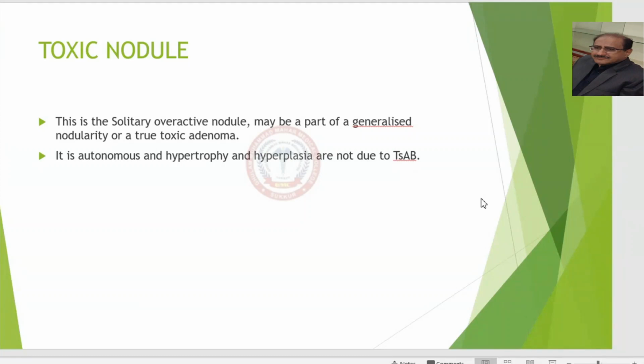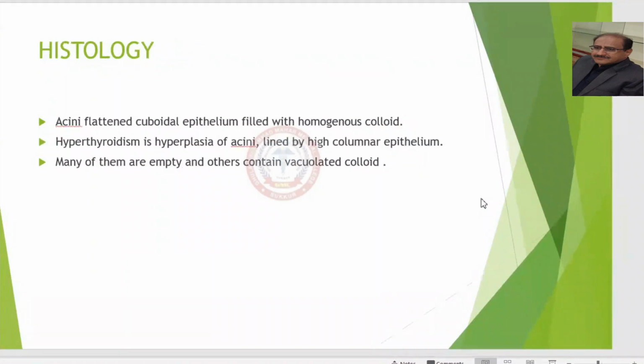A single nodule is there, that we call an adenoma, a toxic adenoma, that is secreting increased concentrations of the thyroid hormones. It is autonomous, self-controlling, and the hypertrophy and hyperplasia are not due to thyroid stimulating antibodies. It means it is not autoimmune. It is autonomous.